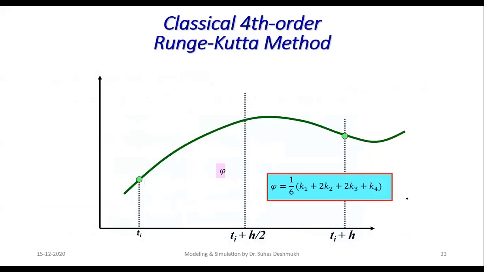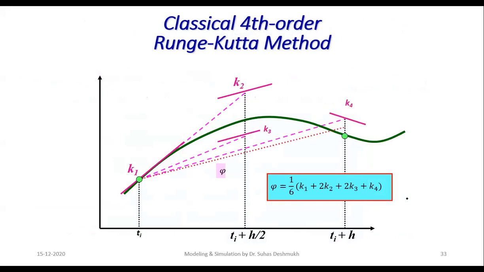So in fourth order, obviously, I need to go for K1 here, then K2 here, then K3 here, then K4 here, and then finally I get an average of this.